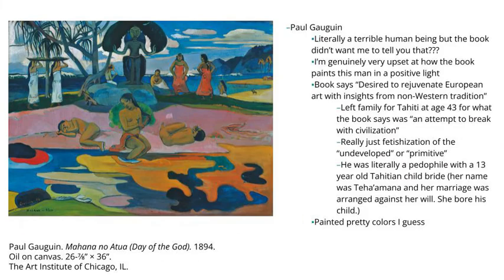Moving on from one lovely person to one terrible human being. Oh my God, this guy is so bad. We have Paul Gauguin. I'm blown away. He's literally a terrible human being, but the book didn't want me to tell you that. Like, the book only said good things about Gauguin and didn't say any of the horrible stuff. So I'm determined to give you guys the full picture of this artist. I'm genuinely very upset about how the book paints this man in a positive light.